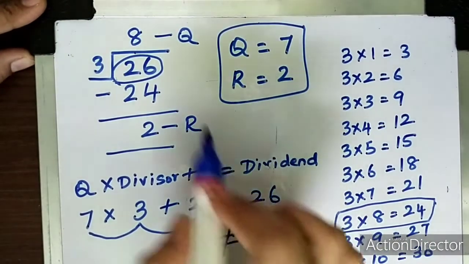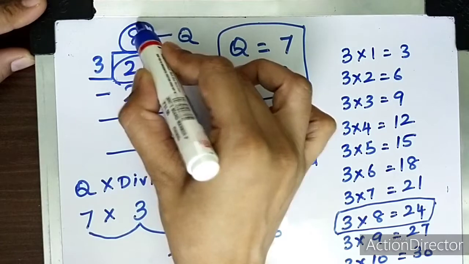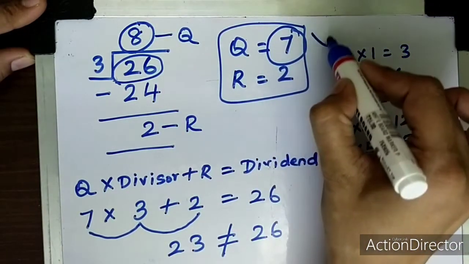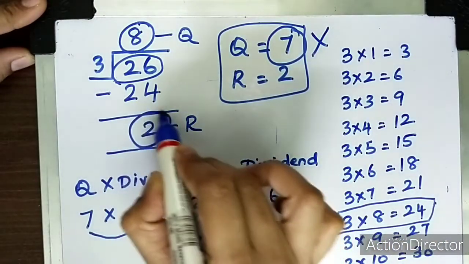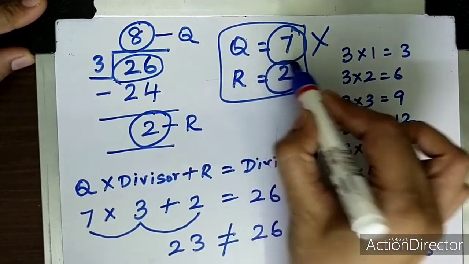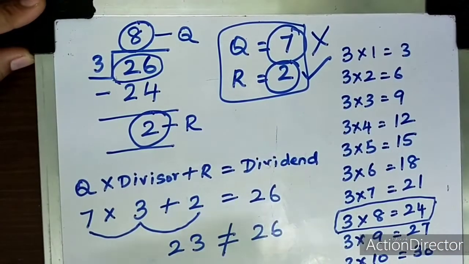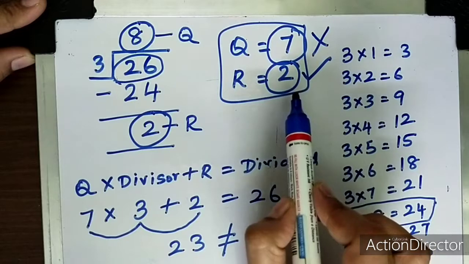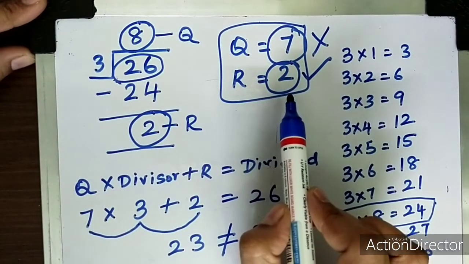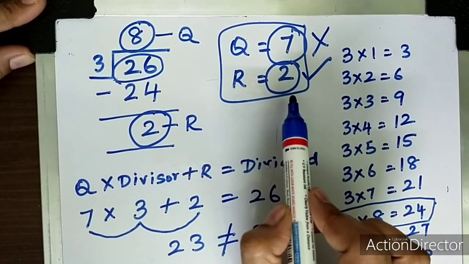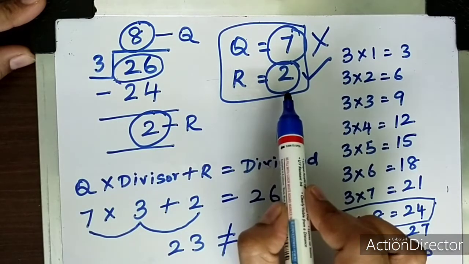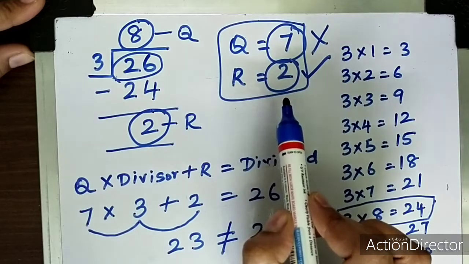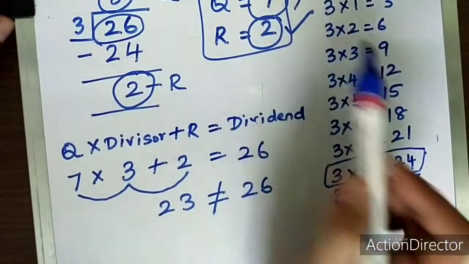Why is the sum wrong? Because the quotient is 8, but they have given the quotient as 7. So the quotient is wrong. But the remainder R is 2 and here also 2, so the remainder is correct. Quotient is wrong and remainder is correct. So you are going to fill in the last column, that is Q and R. For the second sum, for Q you are going to put wrong and for R you are going to put a tick.